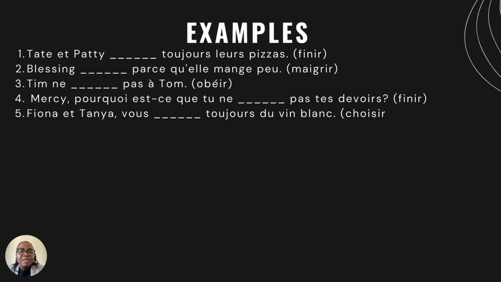Number 3, the verb obéir, to obey. Tim n'obéit pas à Tom, meaning Tim does not obey Tom. And with obéir, we're just removing the R and replacing it with T because our subject is Tim, corresponding to il.